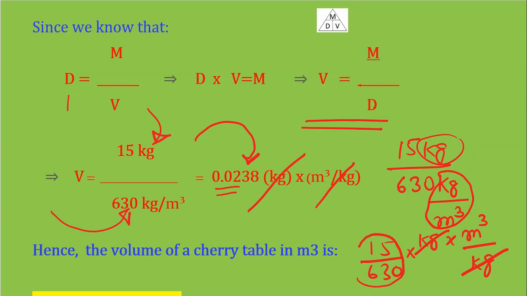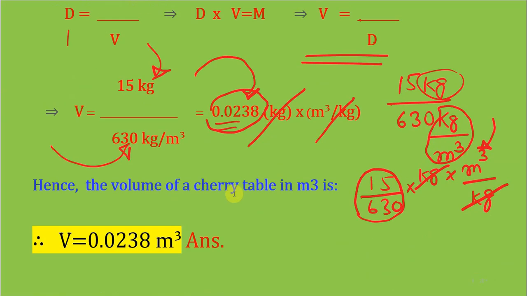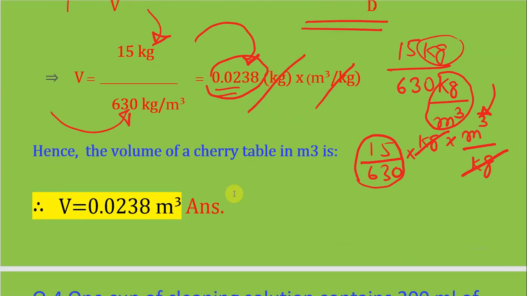After dividing 15 by 630, we will get 0.0238, and the unit which is left is m3, that is cubic meter. So they wanted the answer in cubic meter, so your answer will be 0.0238 cubic meter.